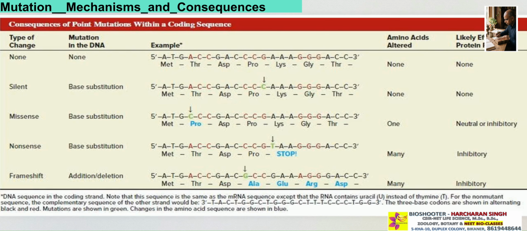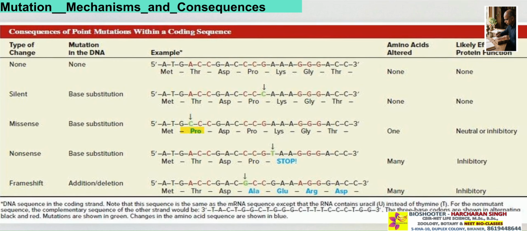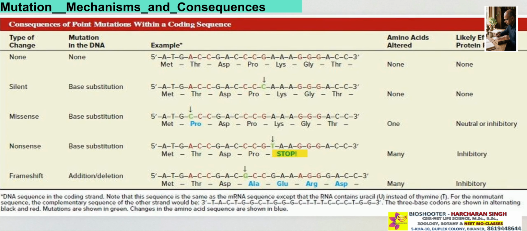Moving to the consequence branch, base substitutions do not always change the final product. Because the genetic code is redundant, many alterations still result in the same amino acid. These are silent mutations. When the substitution does change the specific amino acid produced, it is classified as a missense mutation. If the change creates a premature stop codon, protein synthesis halts immediately. These are nonsense mutations, which typically have a significant inhibitory effect on function.